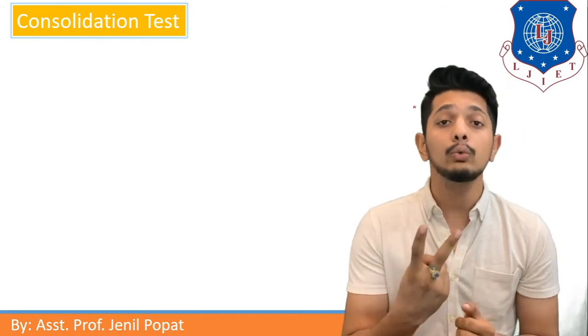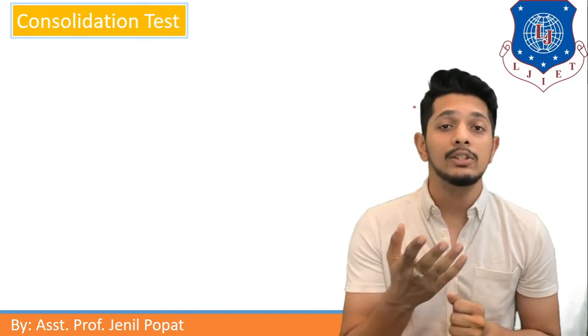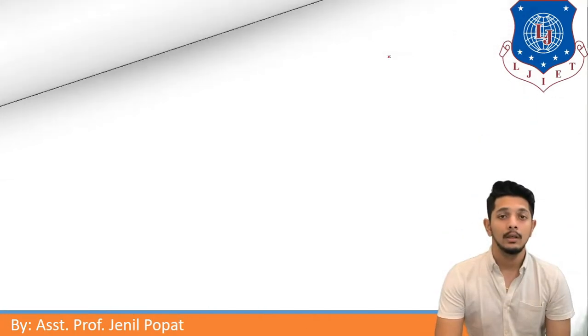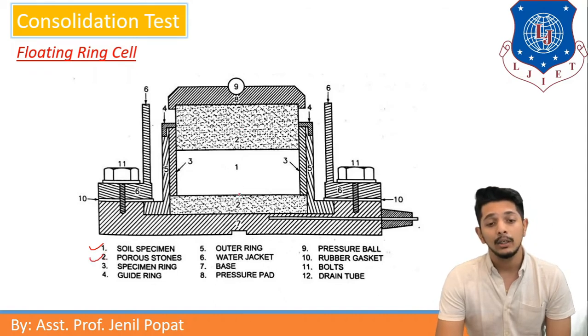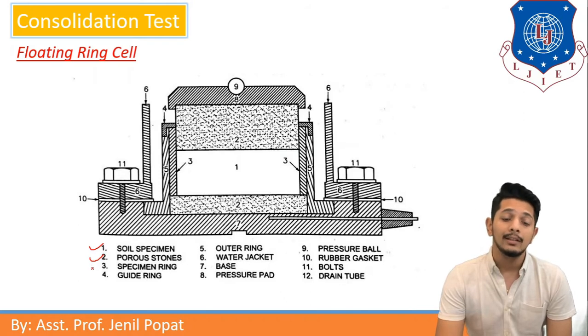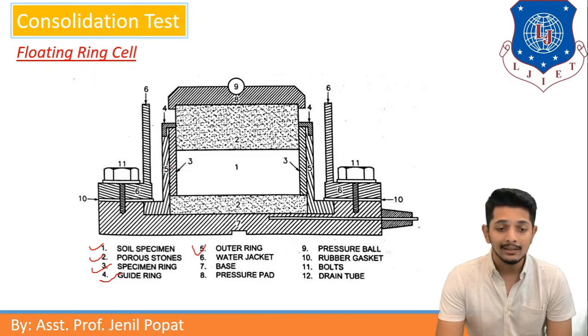Let us understand two types of cell today, which are as shown. Let us understand the floating ring cell. Here, the soil specimen is kept in this middle area. Item 1 is showing the soil specimen. Then it is kept in between porous stones, as item 2 is showing. And there are three types of rings kept: specimen ring, guide ring and outer ring. We can see the rings here: the specimen ring, the guide ring which is guiding only, and the fifth one is the outer ring.